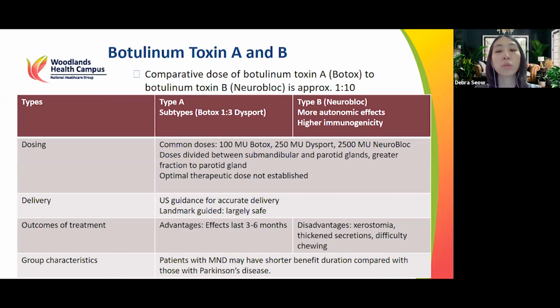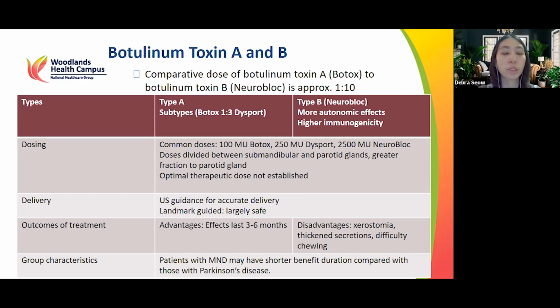For type B, we do know that there are more autonomic effects, and sometimes they may have higher immunogenicity, meaning that there might be antibodies that develop to that toxin as well, making it less effective with later doses. So for the dosing, some of the common doses include 100 mU of Botox or 2,500 mU of neuroblock. And doses usually are divided between the submandibular and parotid glands with a greater fraction to the parotid gland.